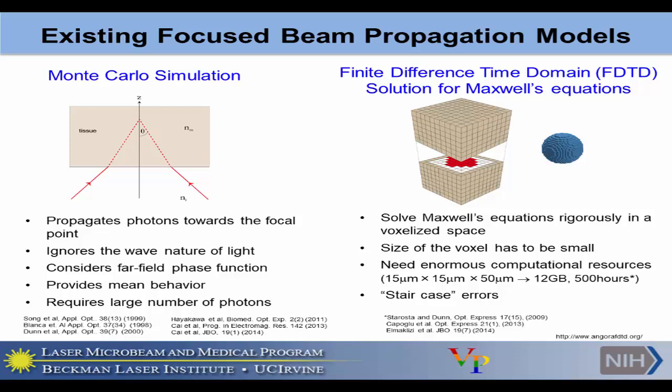So normally we are talking about wavelengths around 600, 700 nanometers or in that range. So 1/20th of that is going to be 25 to 50 nanometers. And so the size of the voxel has to be so small. Then we need a large number of voxels to cover this volume, like 15 by 15 by 50. We need a large number of voxels.